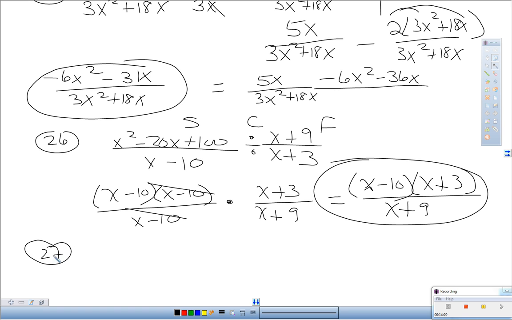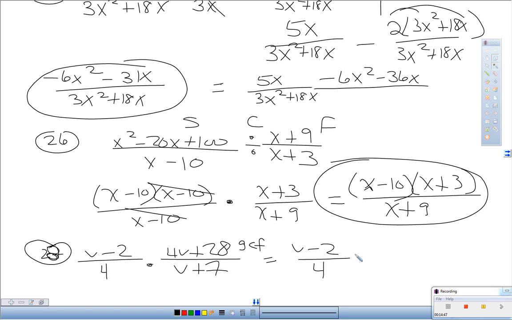For 28, I've got (v − 2) over 4 times (4v + 28) over (v + 7). The first thing I notice is I've got a GCF right here. So I'm going to factor out a 4, and that'll leave me v + 7. The reason I did that is because look at everything that's going to cross out now. The 4s are going to cross out, and the v + 7 is going to cross out. The only thing left behind is that v − 2.